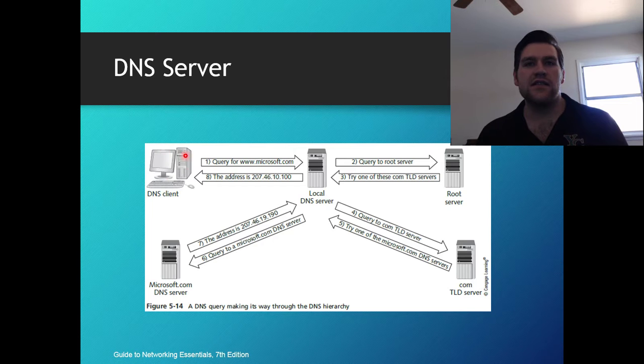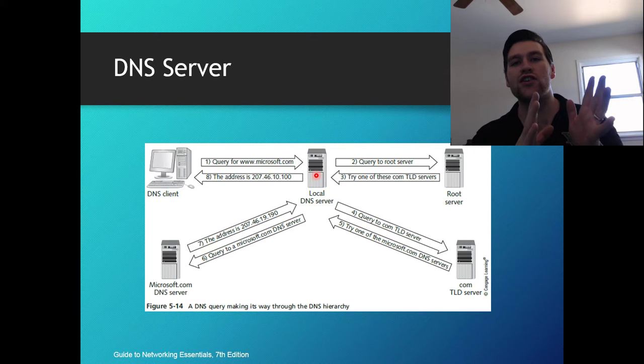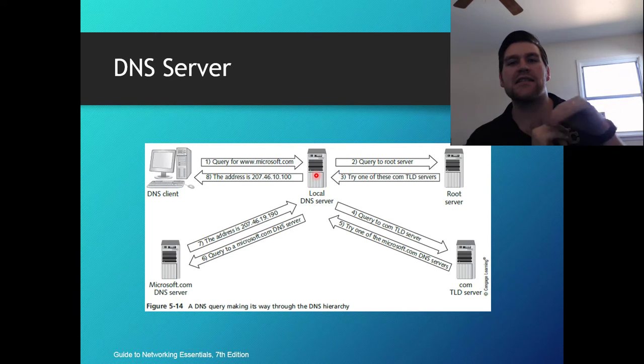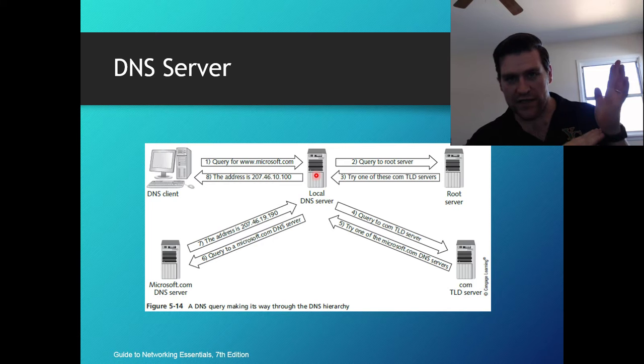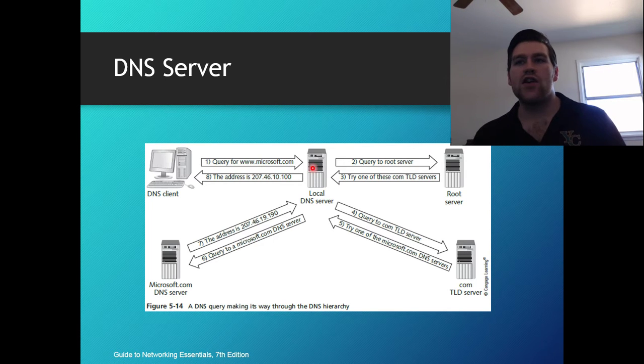So this DNS client queries for Microsoft.com. The local server says, I don't have that in a cache because I haven't been to that site before, or not recently enough to have saved it. So I'm going to query one of my root hints. And so it queries a root server. The root server is going to send a response that says, I don't know it, but try one of these top level domain servers. So it's going to go to the .com top level domain server.